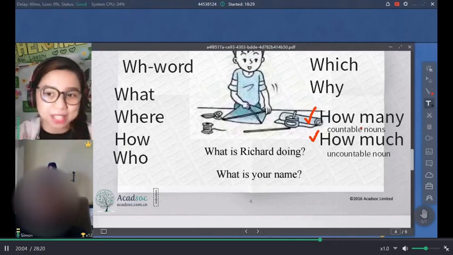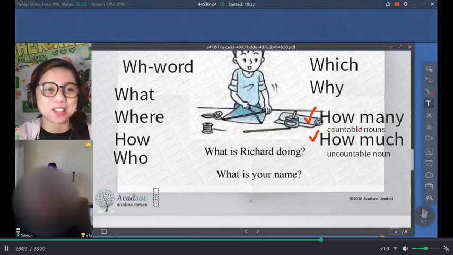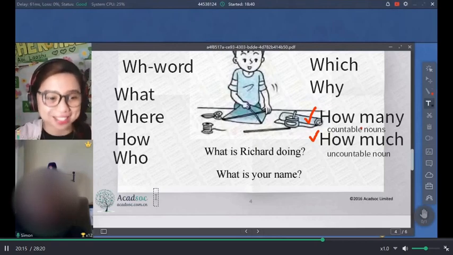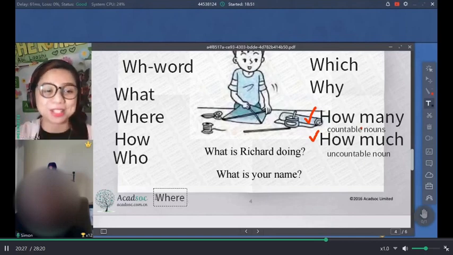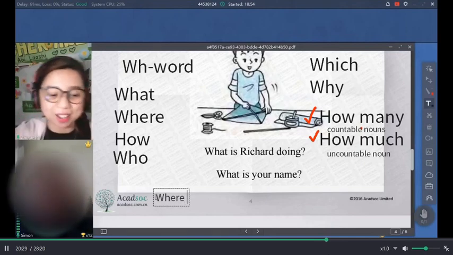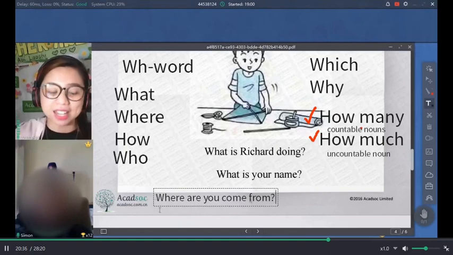Interesting questions. For example, you see a foreigner in your city, and you are interested to know him. What will you ask? Where are you come from? Maybe it's better. That's good, but let's change "what" into "where." Yeah, this is a nice example.